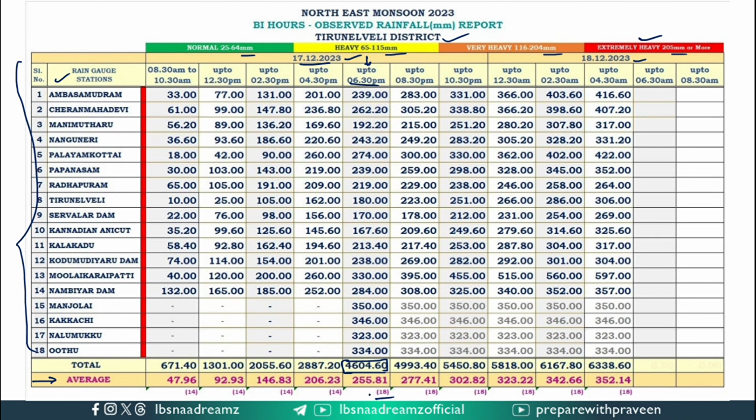And they have come up with the data that on 17th December up to 6:30 p.m. Tirunelveli district had 255.81 mm of average rainfall during Northeast Monsoon 2023. So what do you understand from this? Average is not only important in CSAT, it is important even after you get into the service. I think this example has given you some idea about average. Now let us solve the previous year questions related to average.